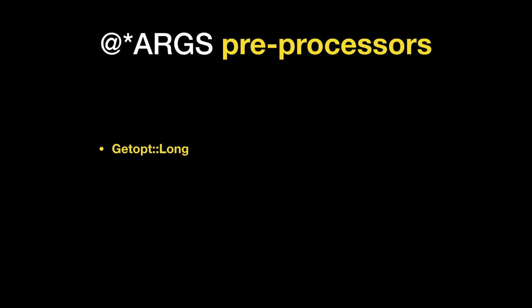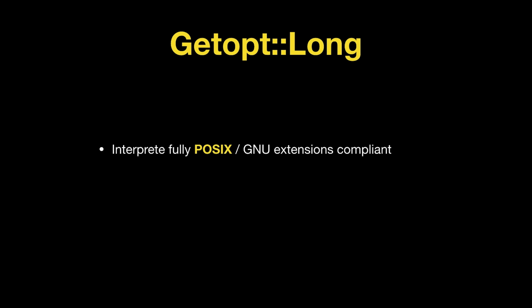So let's look at the ARGS preprocessors first. Most famous one is, of course, Getopt::Long. Not so famous, maybe SuperMAIN, and nobody knows about this one because it's very new. It's called allow-no. Let's have a look at Getopt::Long. If you really want your command line parameters to work like the fully POSIX GNU extension compliant way, then this is your thing.